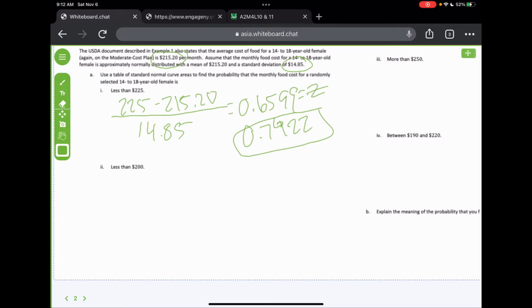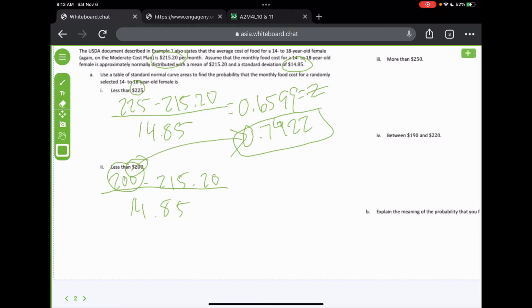Now we're looking at less than 200. So we're going to look at this. You should be able to think right now about, is this going to be more values? Is this going to be greater than the 74%, or is it going to be less than? Well, it should be less than, because this 200 is less than 225. This number will actually be found in part of that, right? It'll be counted in that.